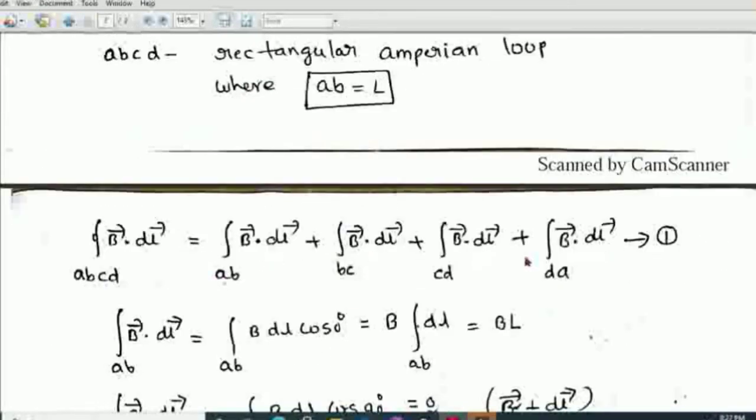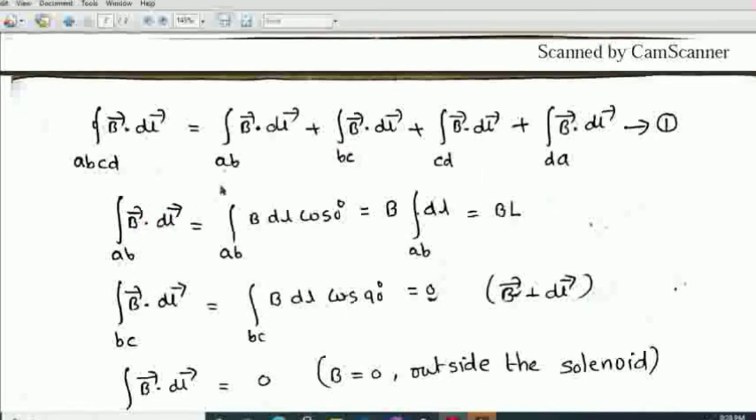That is equal to the sum of the line integrals of the magnetic field across the individual parts of the loop. The line integral of the magnetic field across the part of the loop AB is equal to the integral of B dot dl, which can be taken as B dl cos theta, because if you apply the dot product, A dot B is equal to AB cos theta. Here B is the magnitude of the B vector, dl is the magnitude of the dl vector, so B dl cos theta. Theta is the angle across AB.